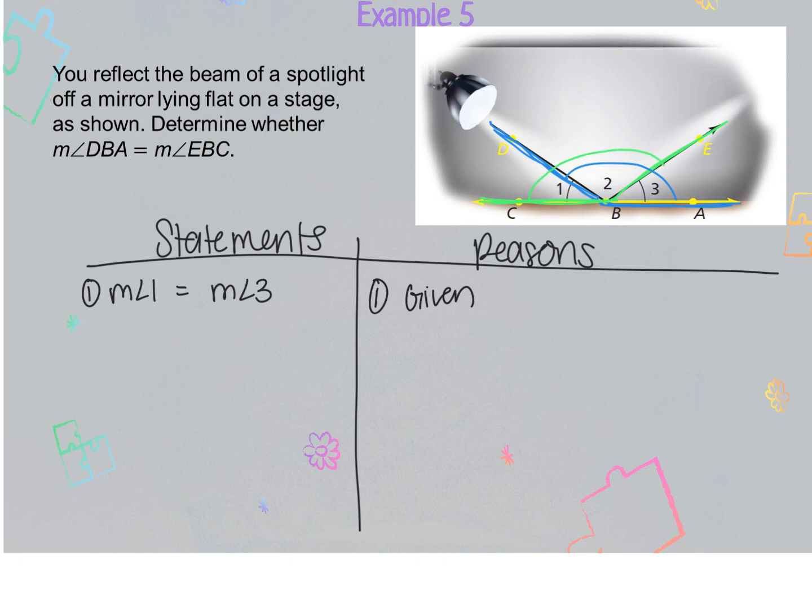Angle 1 and angle 3 are equal. Now, I need to add something else. I'm going to go ahead and state that the measure of angle DBA, I need to use the information that they gave me. I need to use what I'm trying to find in my statement so I'm able to find my answer. So the measure of angle DBA equals the measure of angle 3 plus the measure of angle 2.